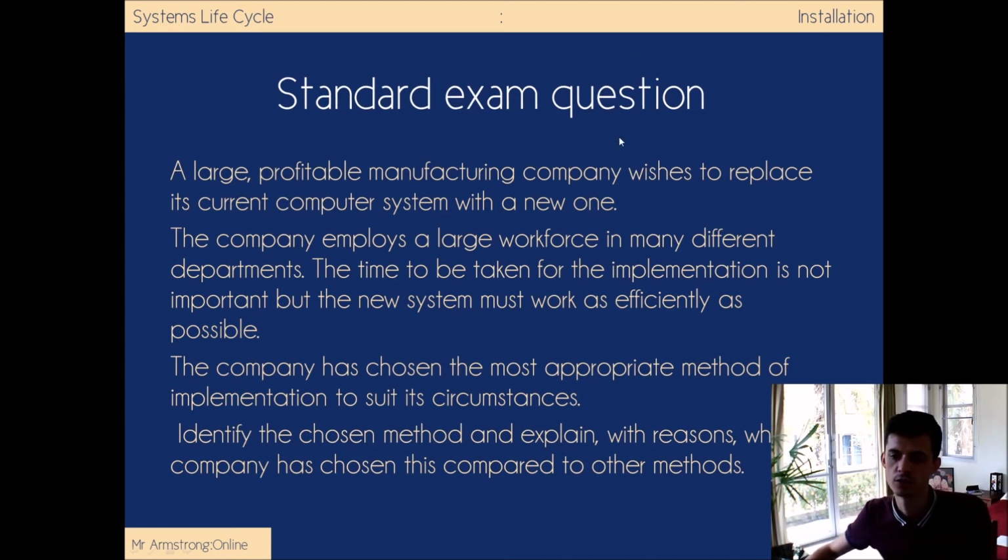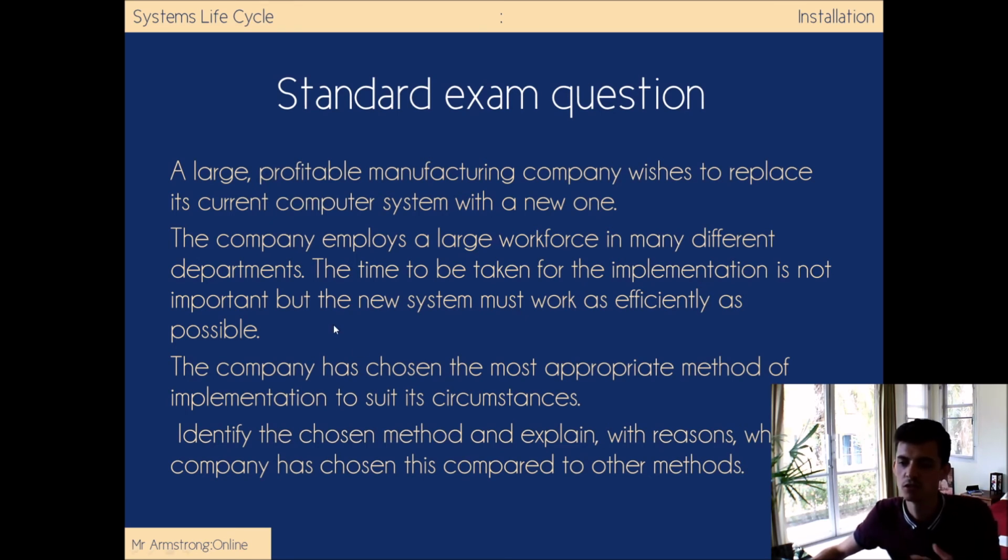So the way to break down this question is to look at where the clues are. They said a large profitable manufacturing company wishes to replace its current computer system with a new one. There's not much we can take from that other than that they're a big company. The company employs a large workforce in many different departments. Okay, so we've got different departments, so they're kind of hinting, I'm thinking pilot implementation now. The time to be taken is not important, but the new system must work as efficiently as possible. So we could use phased, that would also work here, but as it's such a large company, maybe we don't want to apply it to everyone straight away.